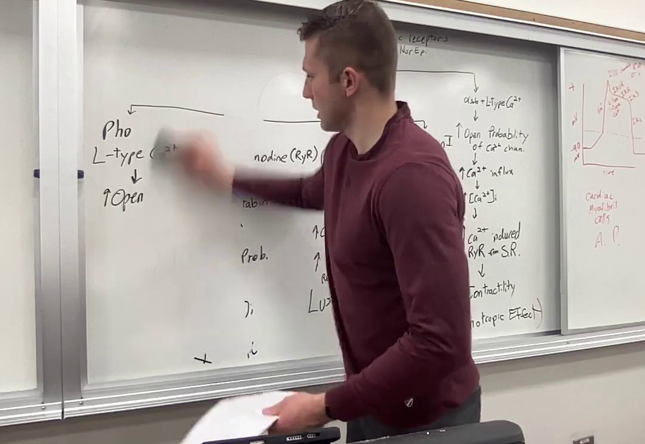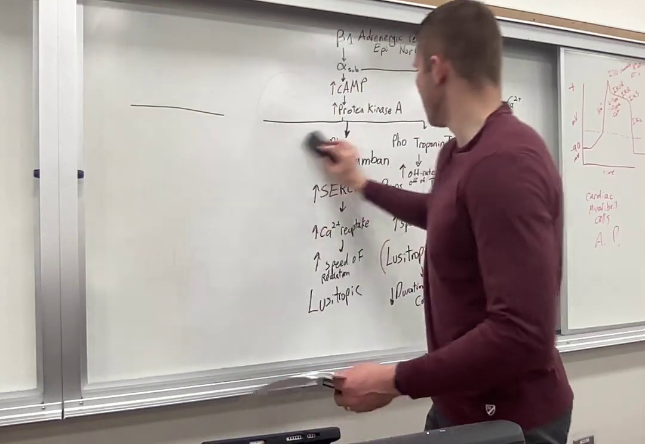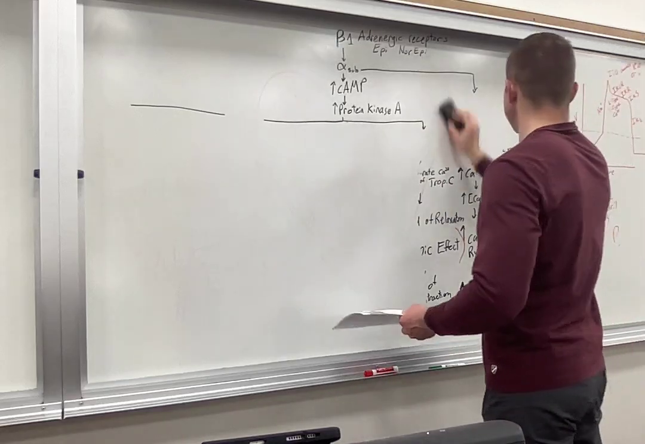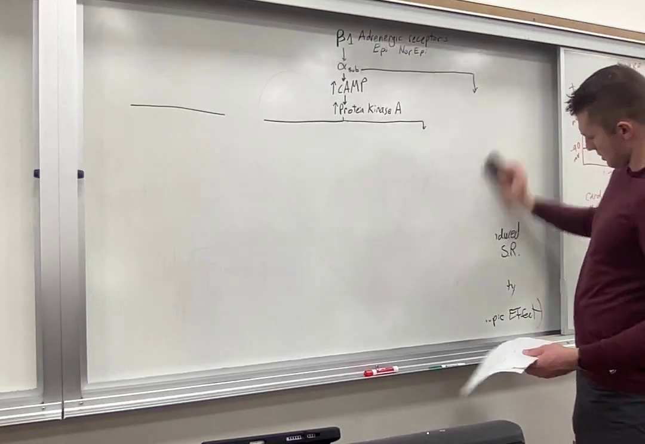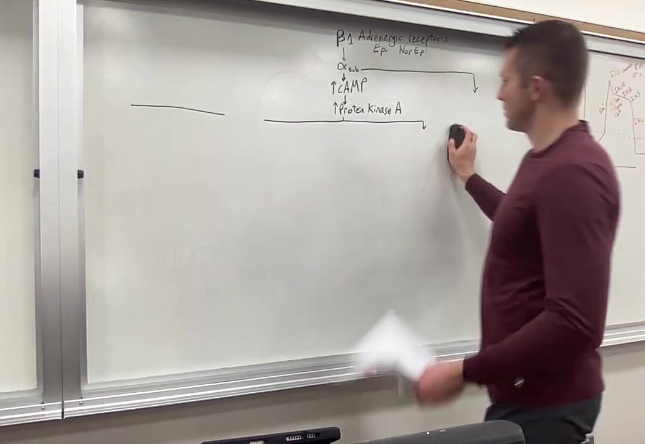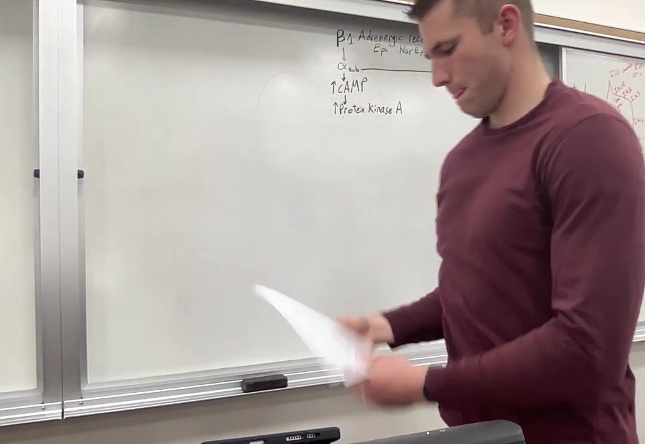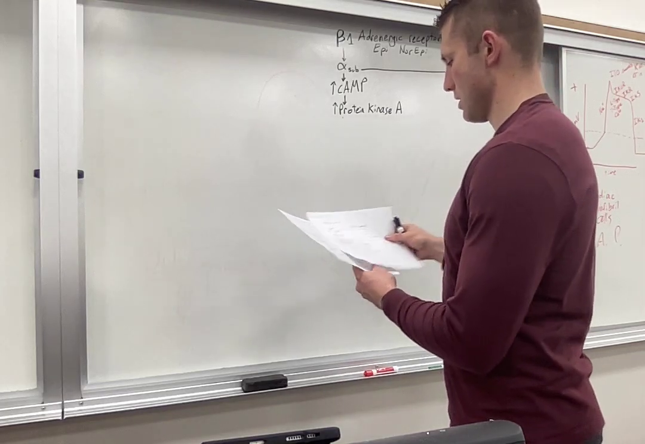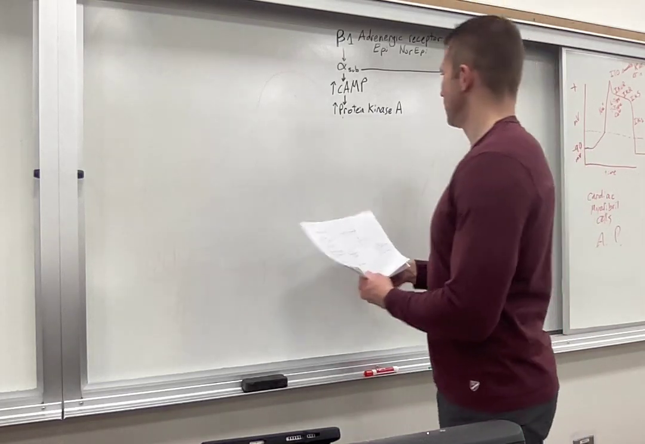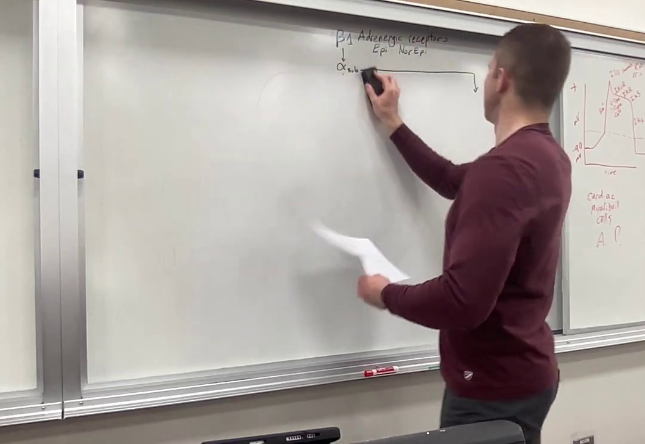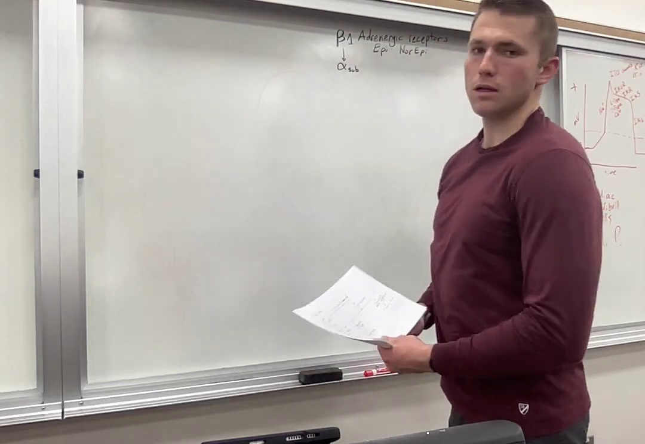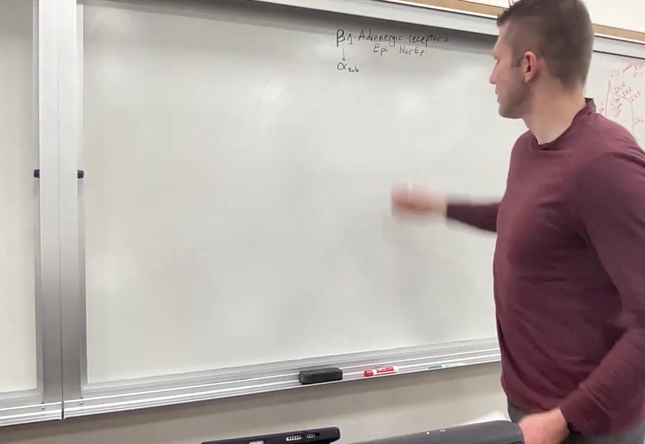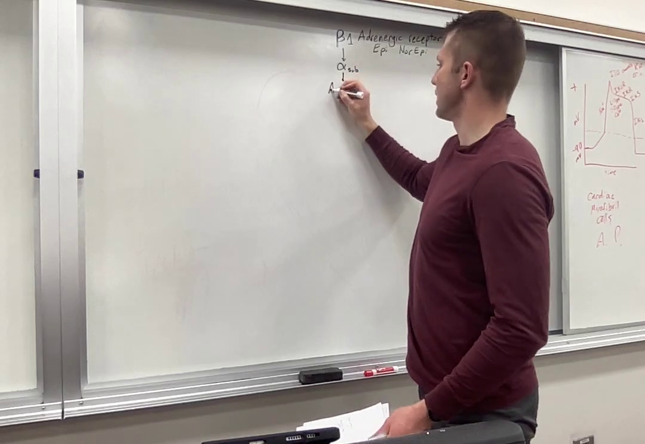Okay, now we're going to continue talking about beta 1 because we're not done. We just had a lot of stuff to write out for this. We've got beta 1. I hope you can see that. Yeah, you can. So beta 1 alpha subunit goes to adenylyl cyclase.